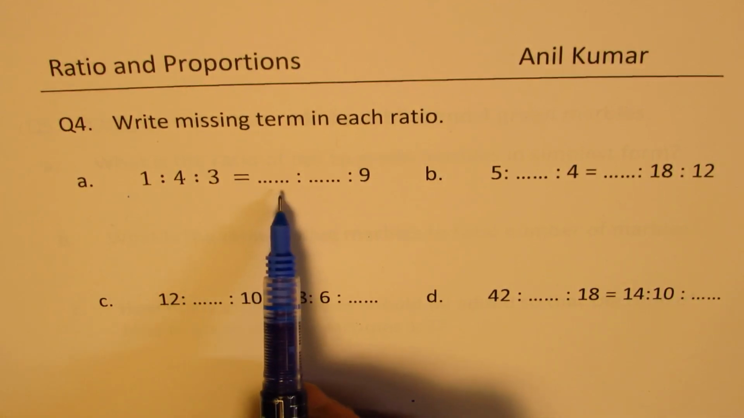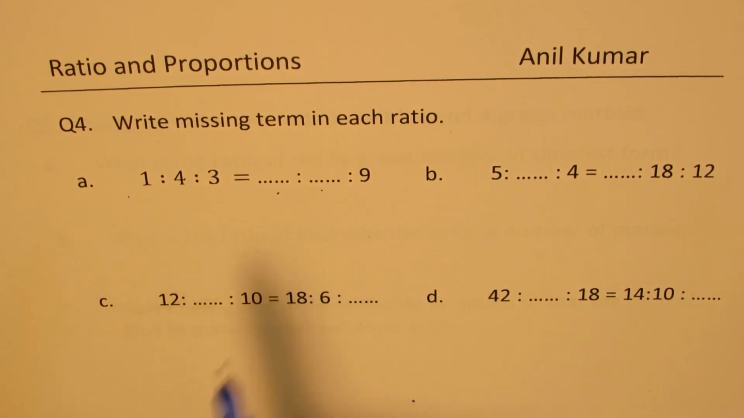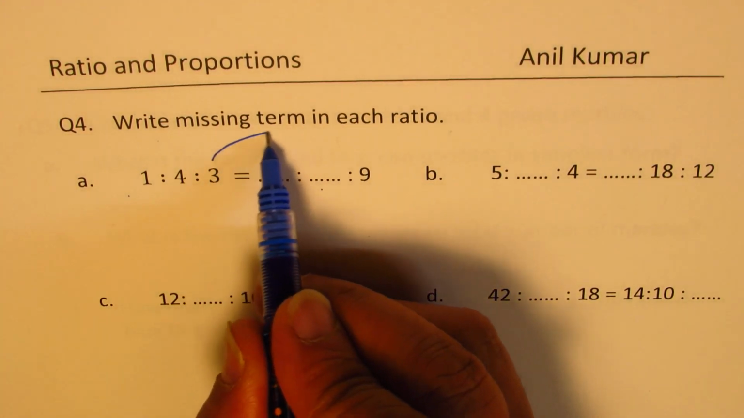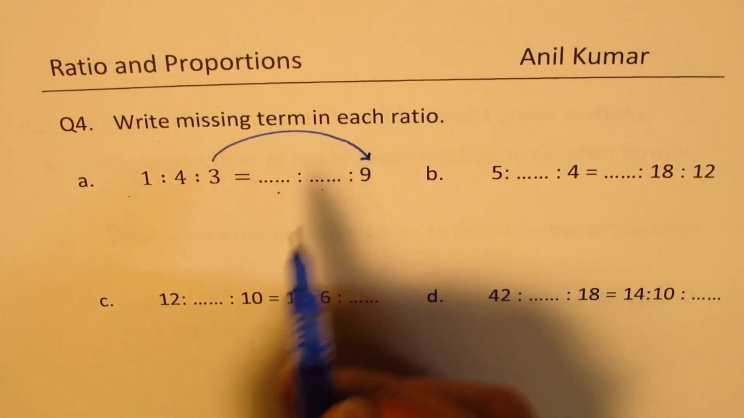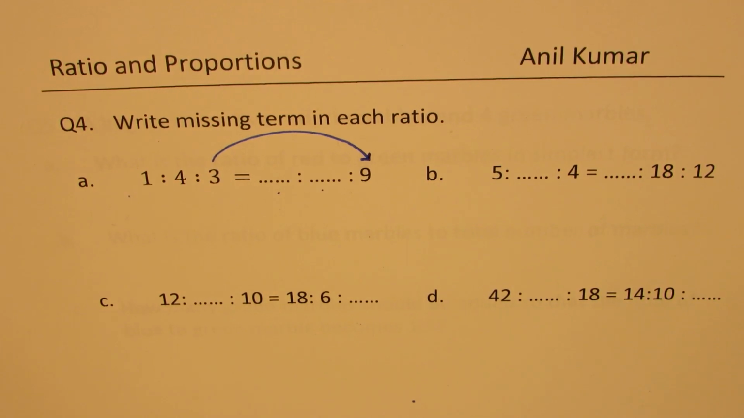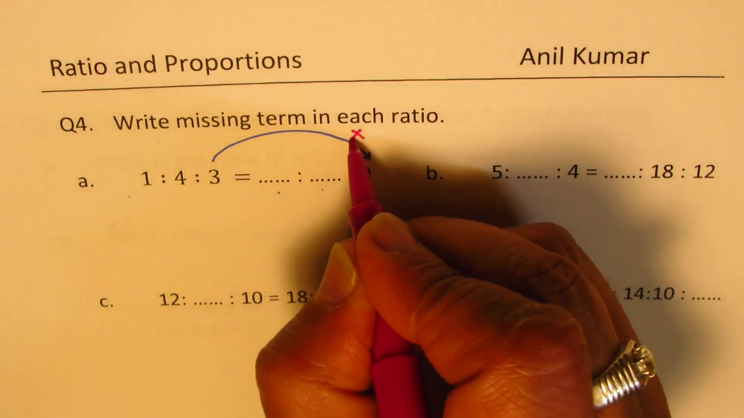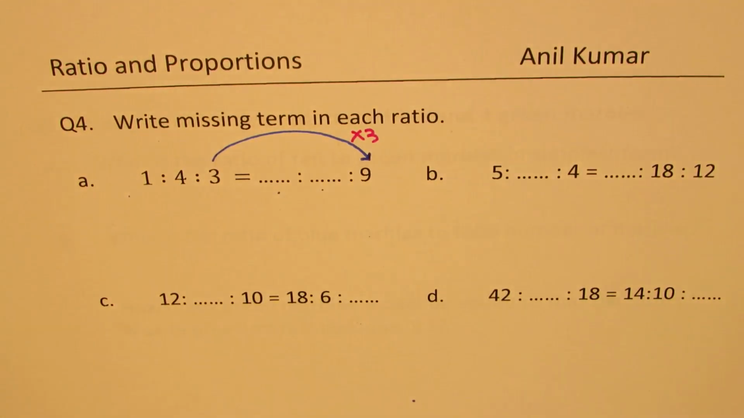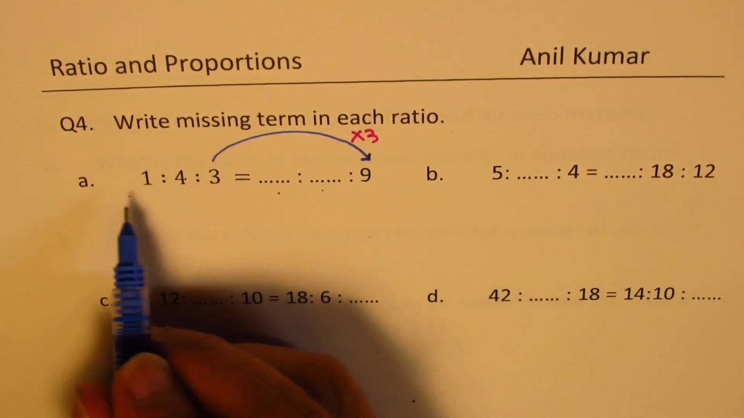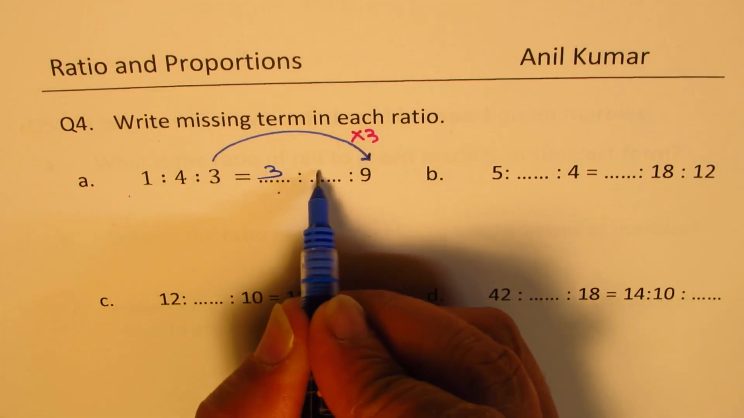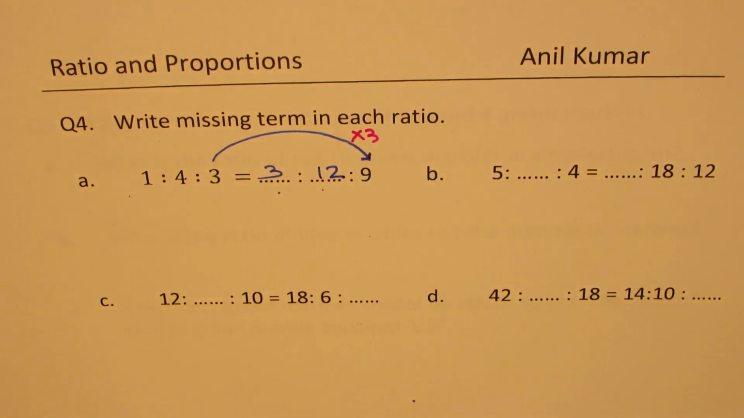1:4:3 equals to something is to something is to 9. We should see how do we get from 3 to 9. Well, clearly it is times 3, right? So we have to do times 3 each term. So when you do times 3, 3 times 1 is 3, 3 times 4 is 12. So those are the answers. Is that clear to you? That is how you're going to do it.